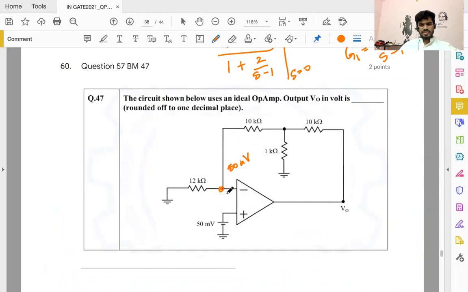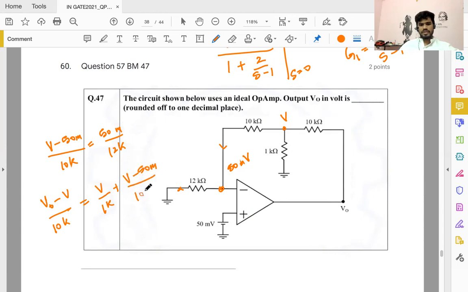Yeah, you have to again write two equations and solve them. Let's call this voltage V. We have V minus 50 milli by 10K equals 50 milli by 12K. This is the first equation. Current here is current here. Then second equation, we'll have V naught minus V by 10K equals V by 1K plus V minus 50 milli by 10K. That is, this current is this current plus this current. Now you don't know V. Two equations, two unknowns, you have to find V naught. Is there a simpler way of solving this? No, two equations, two unknowns you have to solve for them.